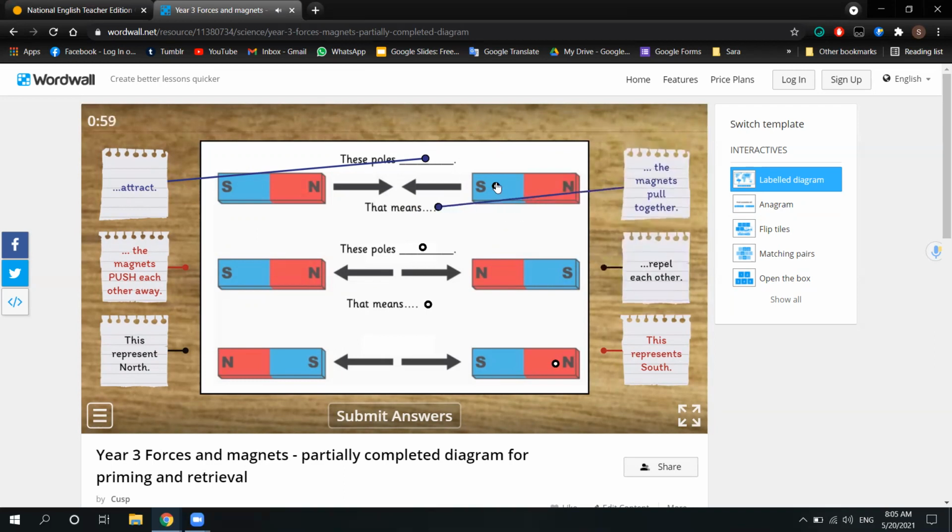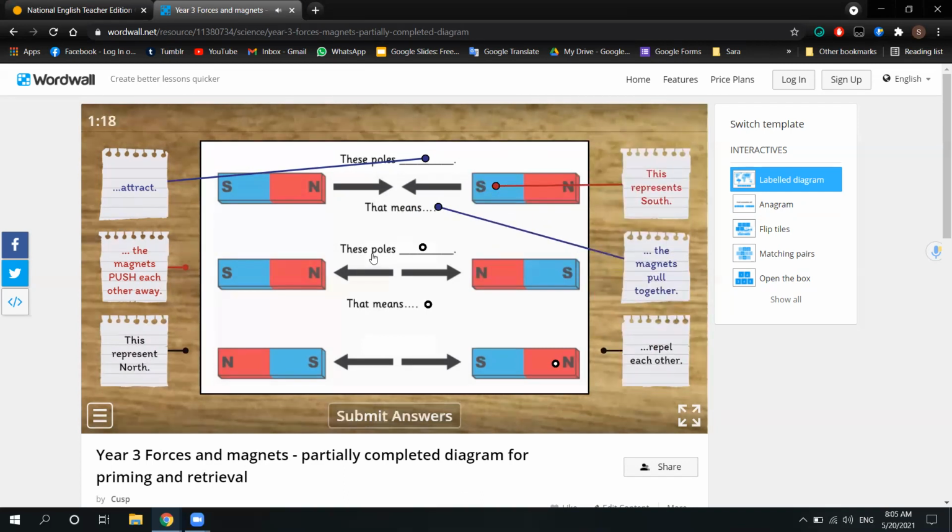Okay, and what about this? Does this represent the south, or does this represent the north? What do you think? Here we have S, so it's going to be south. Okay. Now let's move to the next one.